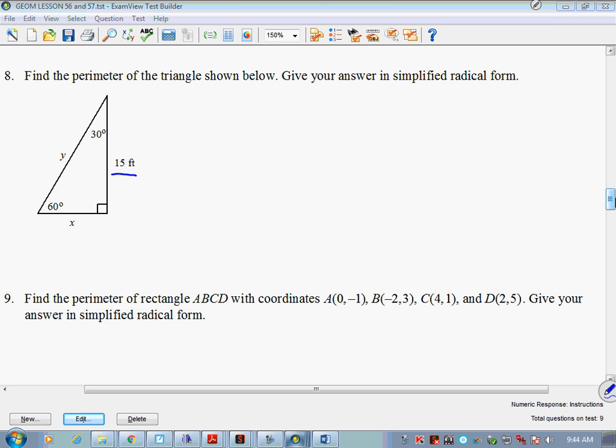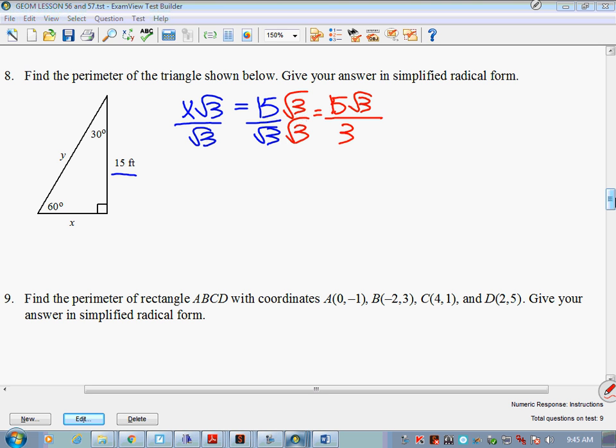I think you were right the first time. X radical 3 equals what? No, it's just 15. Divided by radical 3. We want to simplify this or rationalize our denominator. What do I get there? Divided by 3, will that simplify? 5 radical 3. So what we're saying is that X equals 5 radical 3.